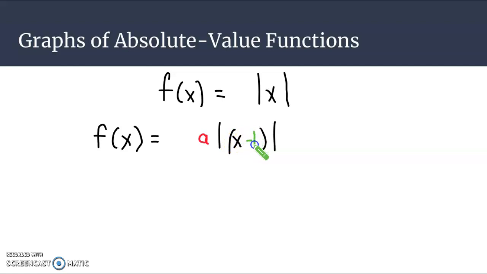Minus h is going to determine a shift horizontally, and plus k is going to determine a shift vertically, up or down, whereas h, like I said, is horizontal, left or right. Let's talk about a for a little bit, depending on what that number is. If a is less than 0, meaning a negative number, we're going to reflect it over the x-axis.